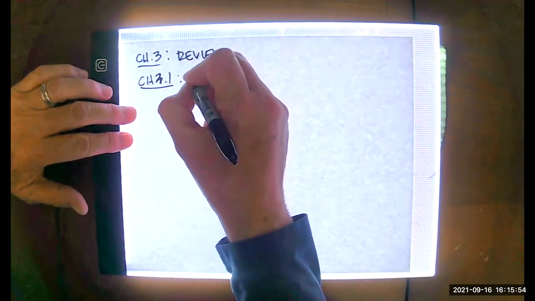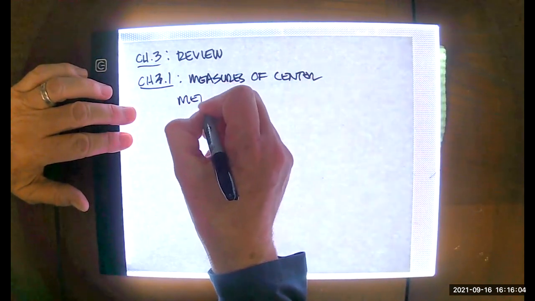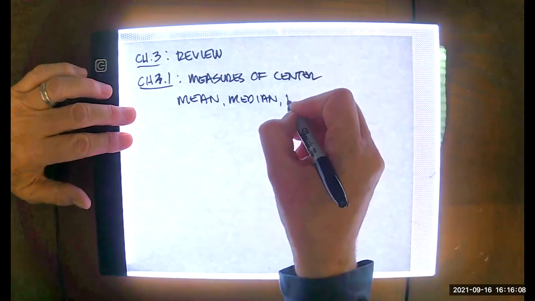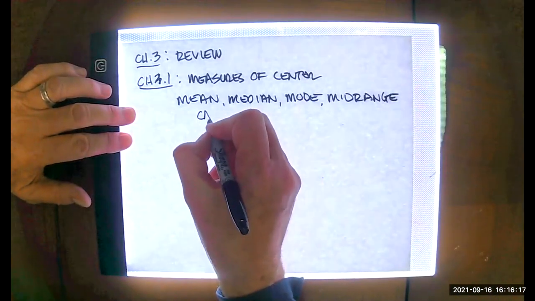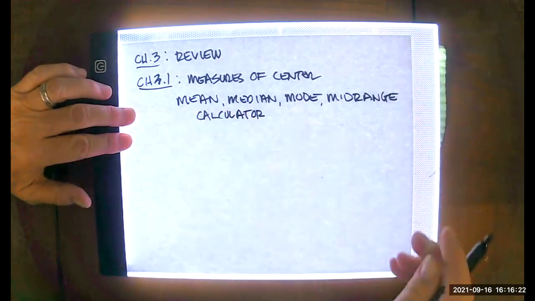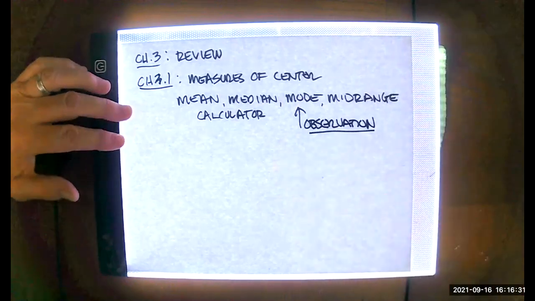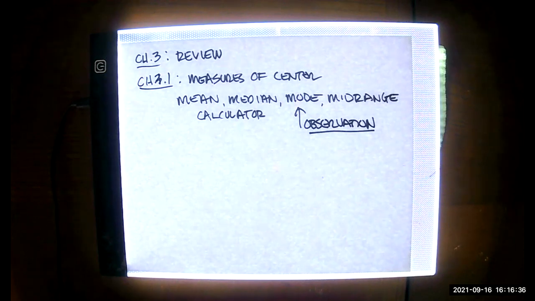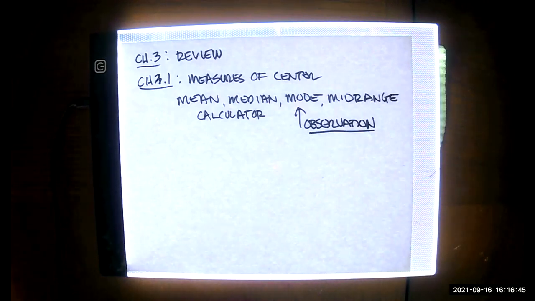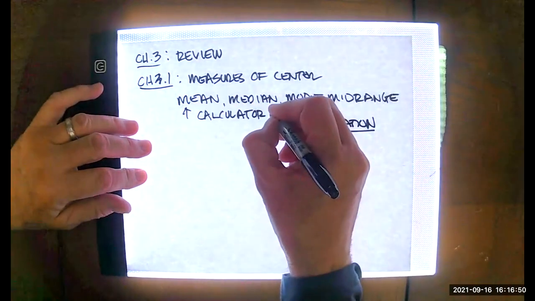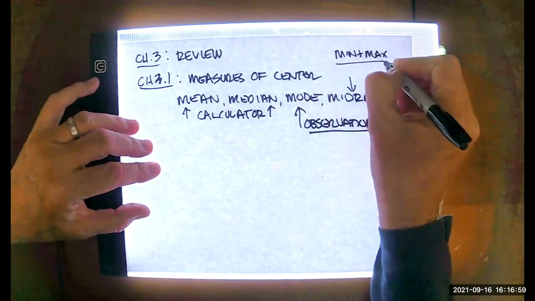Chapter 3.1, measures of center. So we have the mean, median, mode, and mid-range. The first two, calculator. The mode by observation. My data sets are nowhere near large enough that you can't look at them and figure out exactly what the mode is. It's the most common data value. I believe everything in our exams and quizzes really never gets more than 10 to 15 data points at the most. The calculator works for the mean and the median. The mid-range, however, has a formula. Min plus max divided by 2.